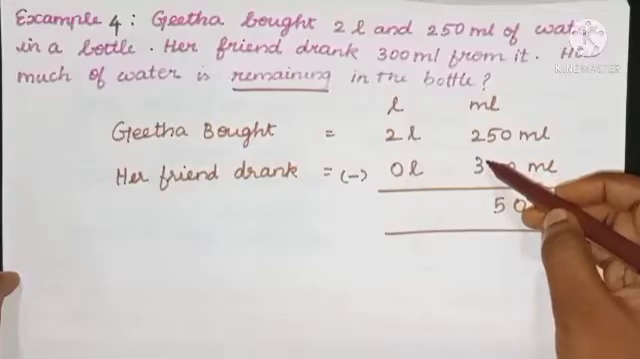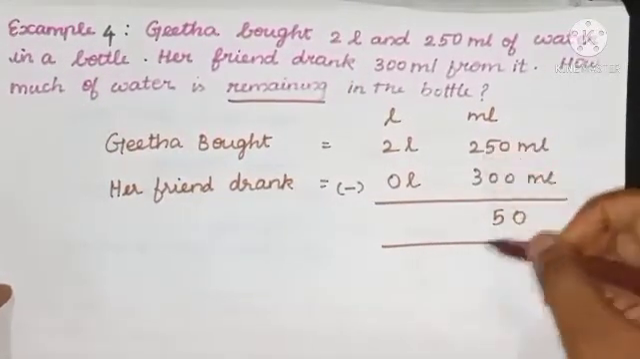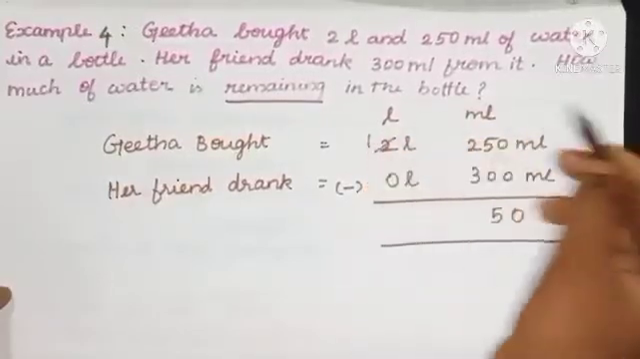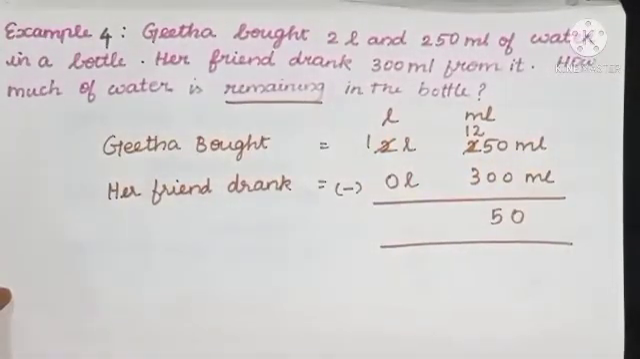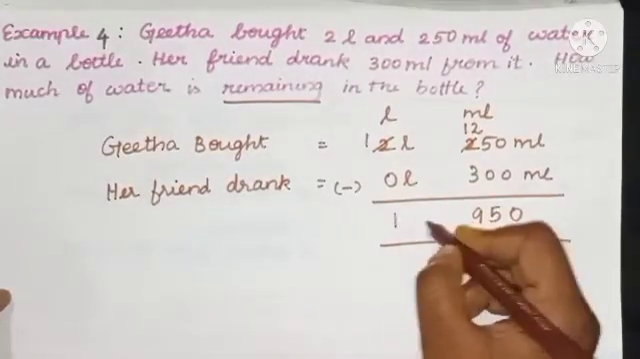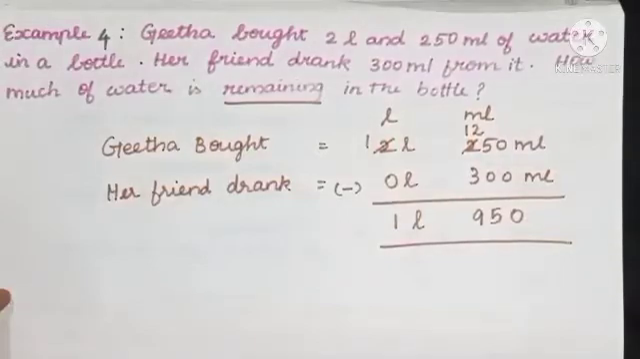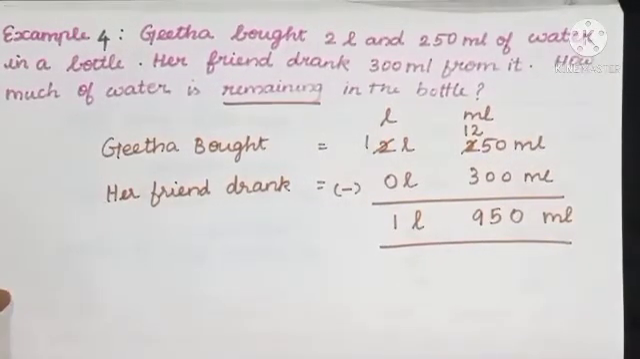We can't subtract the number 3 from 2. So you have to borrow from liter. 2 will become 1 and this 2 will become 12. 12 minus 3 is 9 and then 1 minus 0 is 1. So the remaining water in the bottle is 1 liter 950 milliliter.